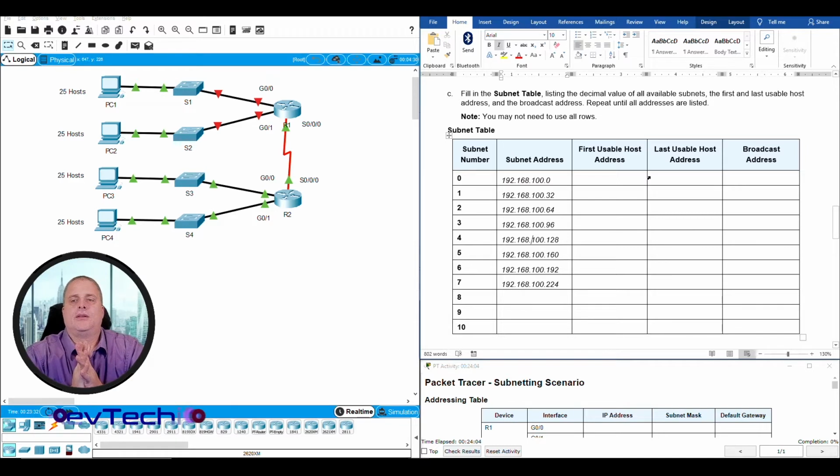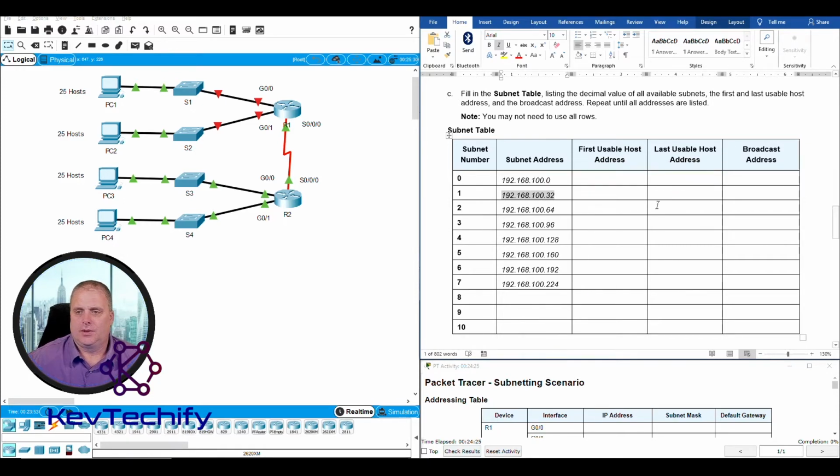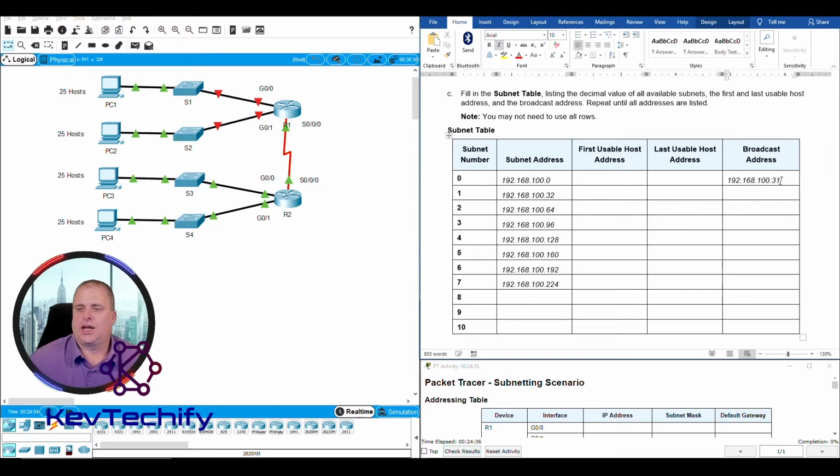For me, filling in the rest of this chart is easy. What I do next is figure out what my broadcast address is. My broadcast address is 1 less than my network address. And so this is my network address. I'm going to copy this and paste it up here. And 1 less than my network address is my broadcast address. So it's a .31. And I can continue on. The next network address for this one is a .64. That means we have a .63 there.